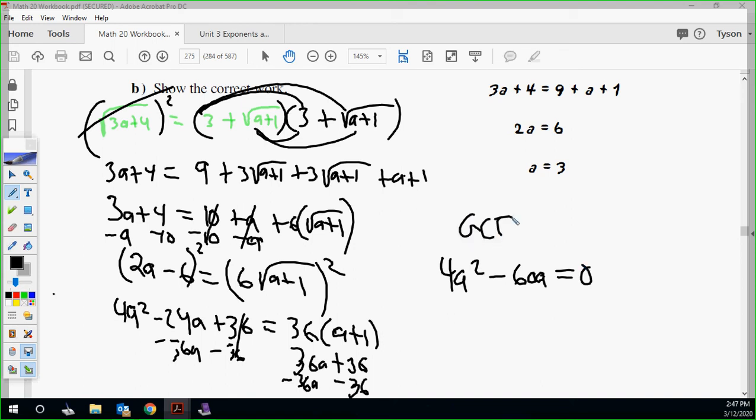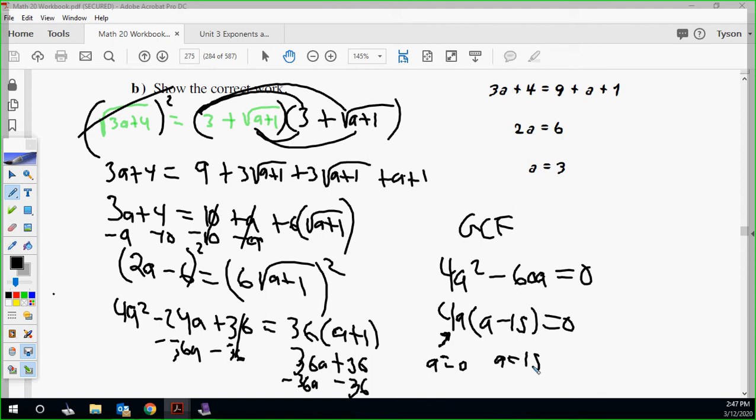So we're just going to factor this by GCF. We're going to take out 4a, which gives me a minus 15. Now we can see our answers. When a is 0, it's all 0. So for this one, a is 0. For this one, a is 15, from the zero product property. So 15 and 0 are our solutions that we're going to test. We're not for sure that 15 and 0 are the answers. Remember, you have to test these, because radicals can have extraneous solutions.